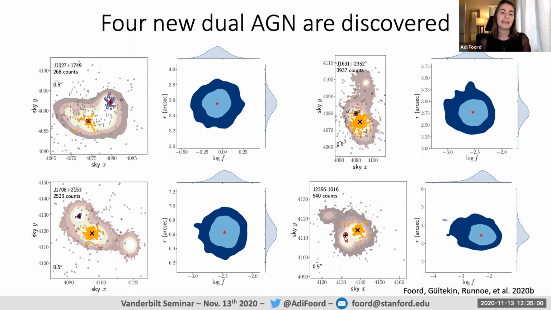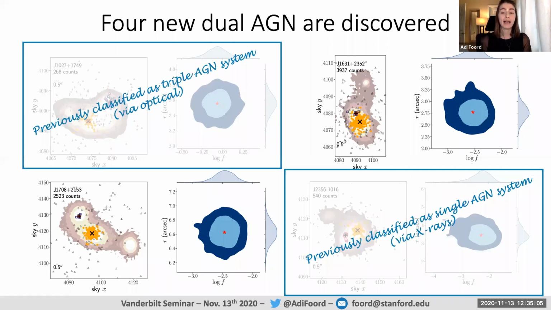So interestingly, in past analyses of 2 of these sources, they were classified differently. One of these systems was previously classified as a triple AGN using optical diagnostics, and one was previously classified as a single AGN system using X-rays. So these past mismatches in classifications reflect why X-ray analyses, and in particular analyses with BAYMAX, are really important for better understanding the true number of AGN in these mergers.